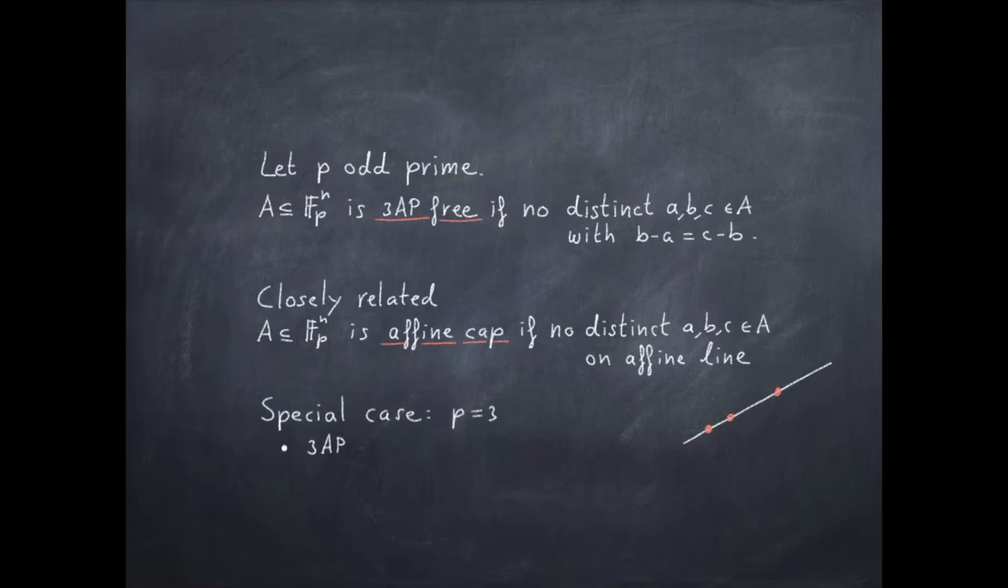The first non-trivial case, and also the most studied case, is when p is equal to 3. For p equal to 3, a 3AP-free set is the same as an affine cap. Indeed, every line contains exactly 3 points. In this case, an affine cap or 3AP-free set is often referred to as a cap set. Also for p bigger than 3, we will refer to a 3AP-free set as a cap set, simply because it's much easier to pronounce. We will refer to the maximum size of a cap set in dimension n as a_p(n).